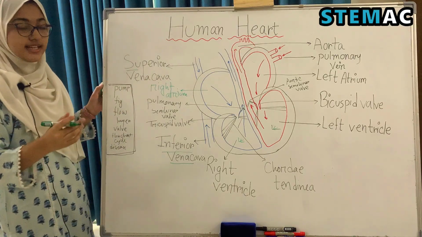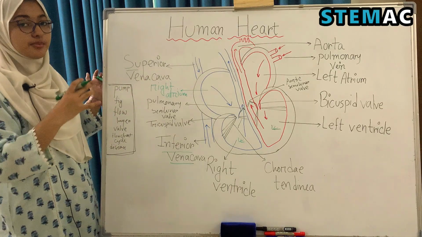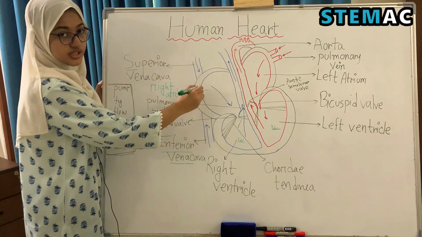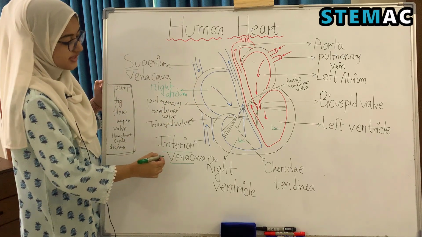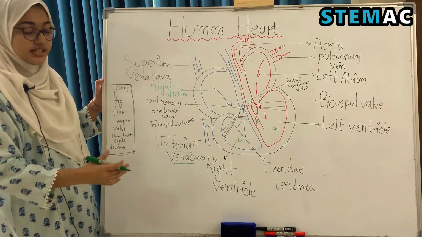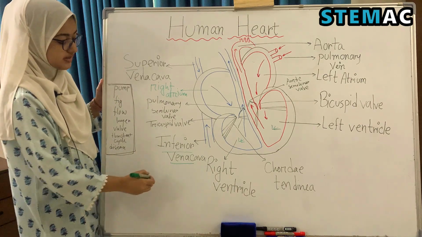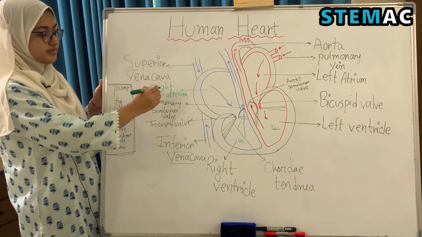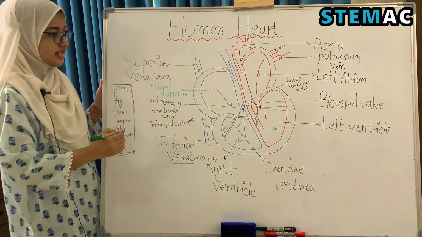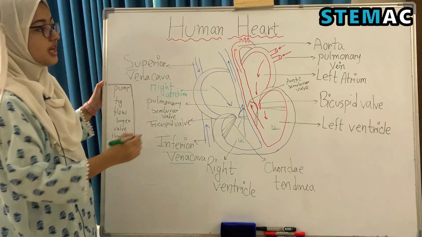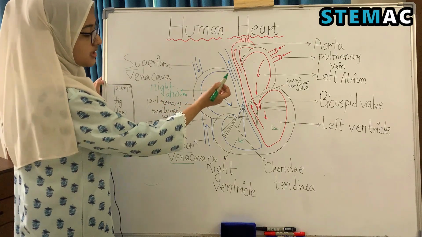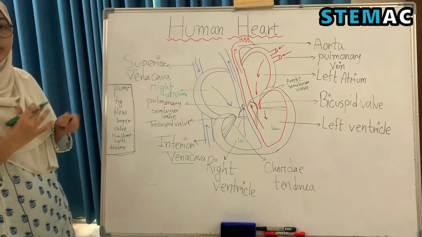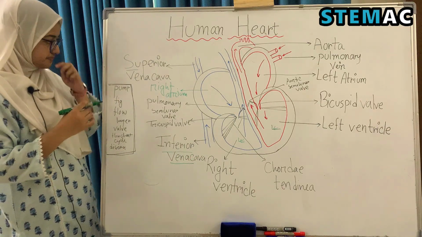The superior vena cava takes the blood from the upper side of the body and transfers it inside the right atrium. And the inferior vena cava takes the blood from the lower side of the body towards the right atrium. So they do these things. We have also included the pulmonary vein, aorta, chordae tendineae, etc. So we will learn the works and flow of them.